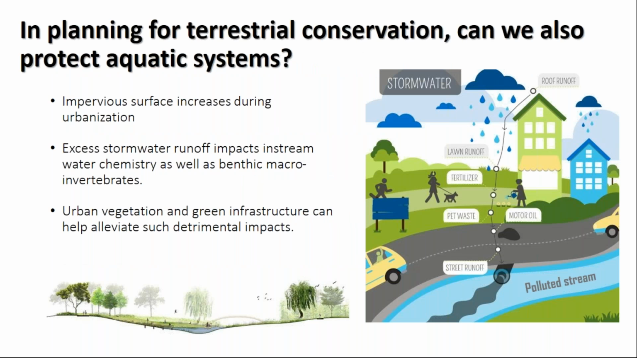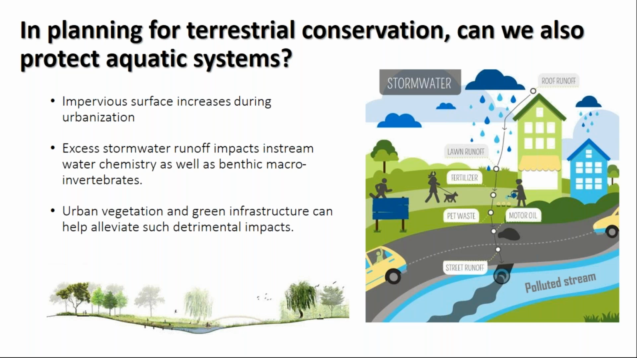And so why I find this interesting is because, as I said, it's really hard to plan for terrestrial ecosystems and at the same time protect aquatic systems. And so if we can come up with ways to plan for these things simultaneously, hopefully we can be more strategic in our land management decisions.